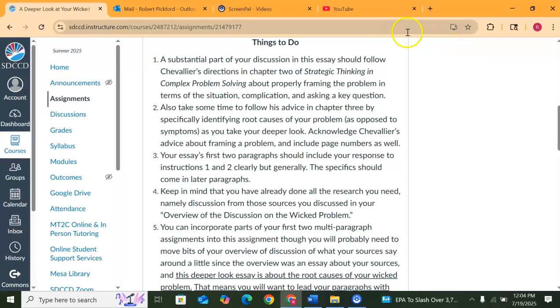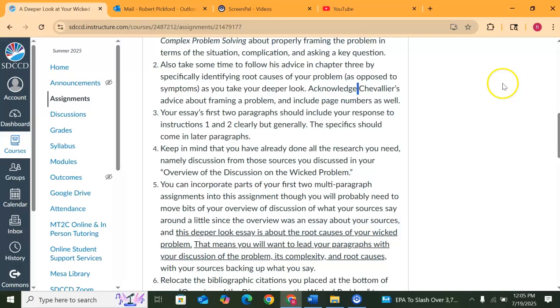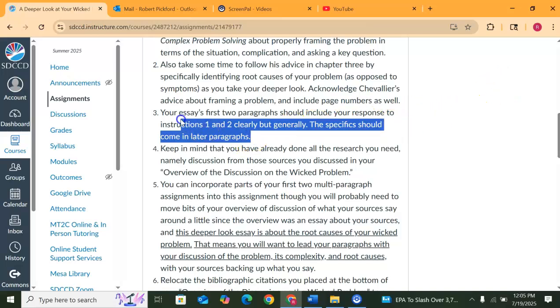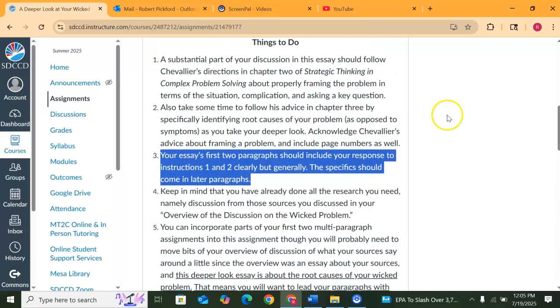And you want to give Chevalier's directions about framing the problem a lot of attention for this, especially as you get it going, and this key question figures pretty big. I would like to see that sooner rather than later in the essay, because everything in the essay should point toward that key question that should happen at the beginning. And then his advice about root causes. So the first two paragraphs will cover these elements.